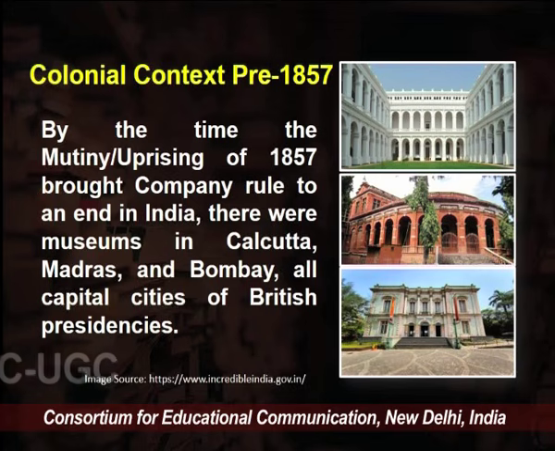By the time of the mutiny or the uprising of 1857, which brought the company rule to an end in India, there were museums in most of the capital cities of the British presidencies, such as Calcutta, Madras and Bombay. So most of these capital cities, which were part of the East India Company rulership, had some form of museums. But interestingly, it must be noted that these museums were not started by the government, but were actually initiated by private individuals or groups. So they were not museums started by the government, but were initiated through private initiatives.